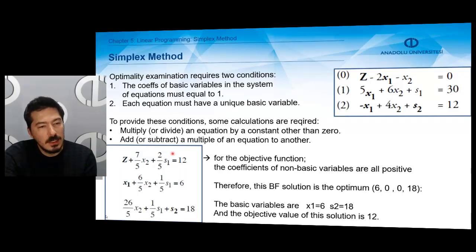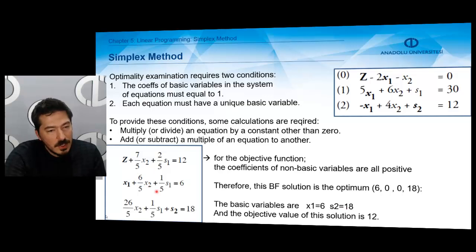Now we look at the first equation. It is for the objective function. The coefficients of non-basic variables here are all positive. The coefficient of x2 is 7/5, and the coefficient for s1 is 2/5, and these are both positive. Therefore, this basic feasible solution is the optimum. Here the basic variables are 6 for x1 and 18 for s2.